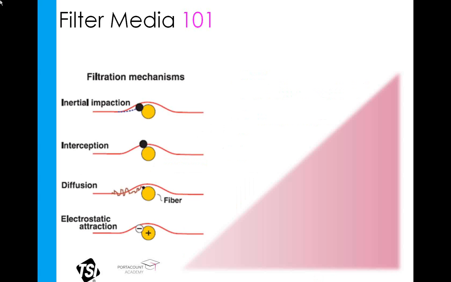So let's take a moment to clarify how filters actually work. How do they actually filter out these particles? Imagine the red line seen here is the airstream, and the yellow circles are the cross-section of the filter's media fiber. There are four different methods for a filter to grab particles out of the airstream. The first method of filtration is called impaction. This occurs when particles are larger than 0.4 microns. In this case, the particle's inertia causes it to break free of the airstream and literally impact on the filter media.